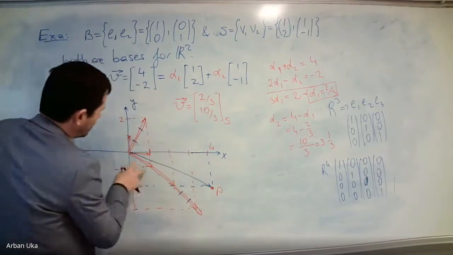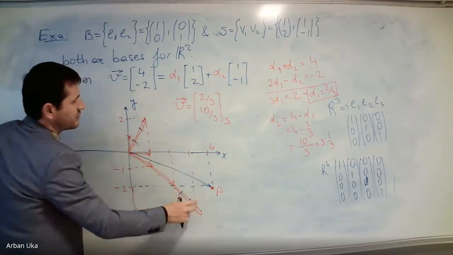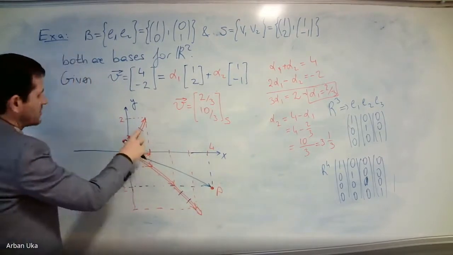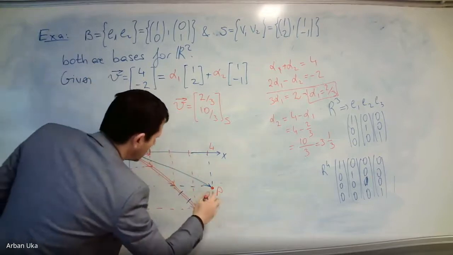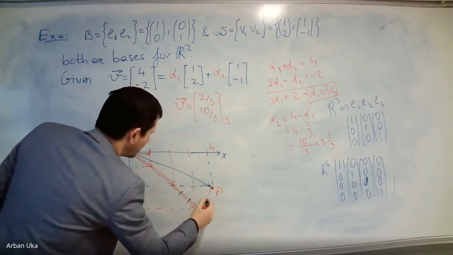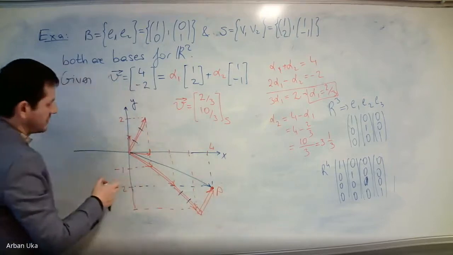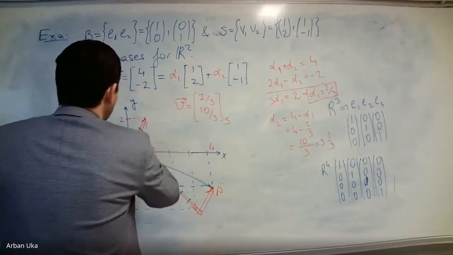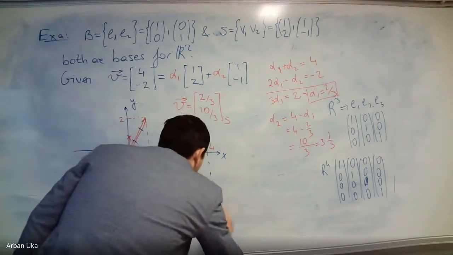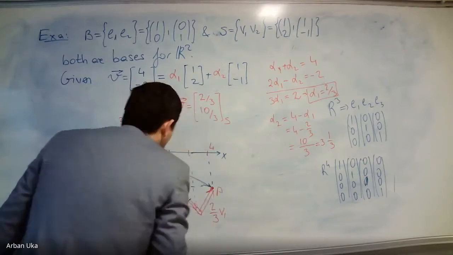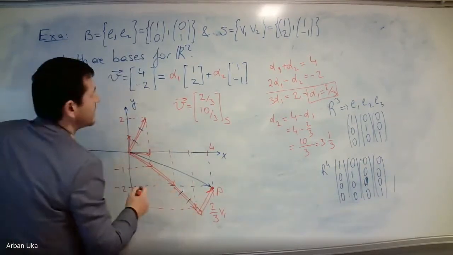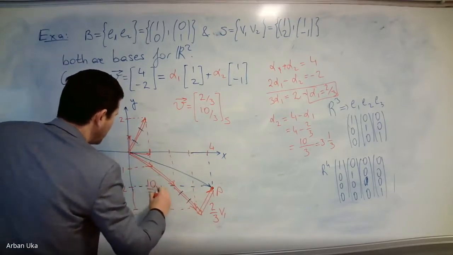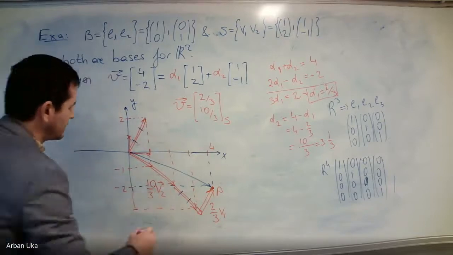So if we pick up 1, 2, 3, and 1/3, which makes 10 over 3, plus 2/3 of this. What is 2/3 of this? I'm just sliding this from here, bringing it down here, and we get this much. So this length is 2/3 of V1, and this vector here is 10 over 3 of V2. Is it clear?